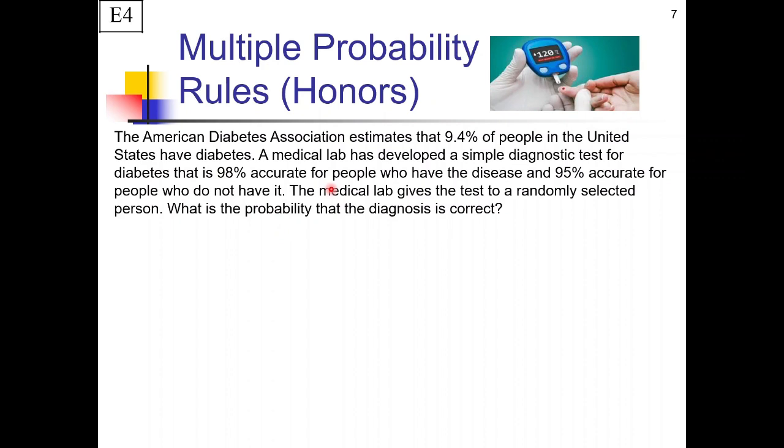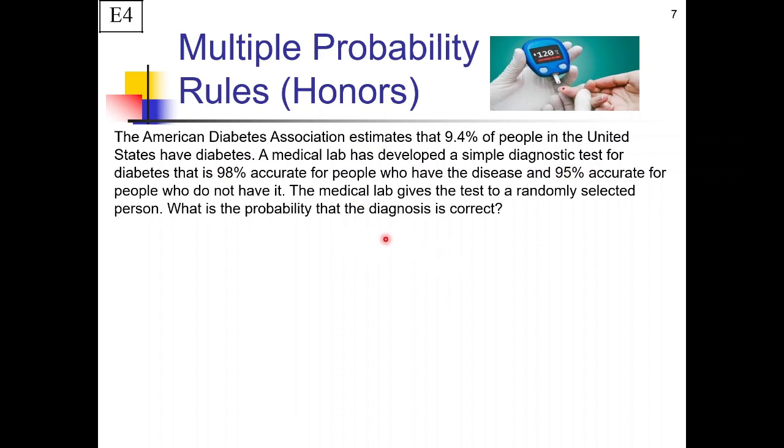Anyway, if we give the test to a randomly selected person, we want the probability that our diagnosis is correct. This is a little bit tricky because we've got 2 groups of people. We've got the people who have the disease, who have one measure of accuracy, and the people who don't have the disease, who have another level of accuracy. So we need a way to combine those.